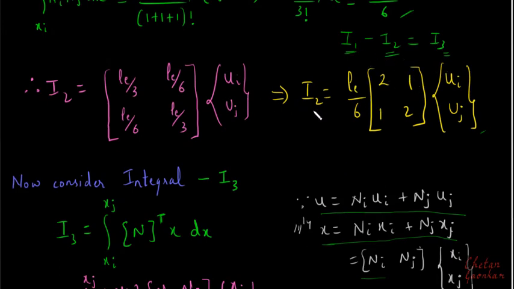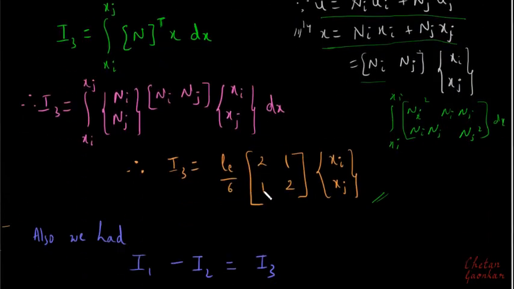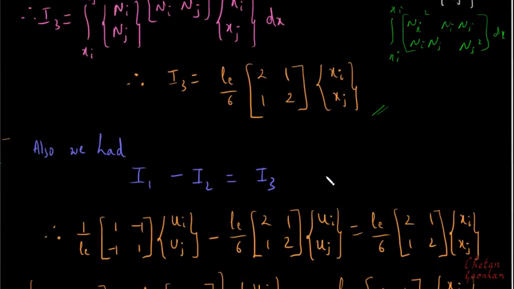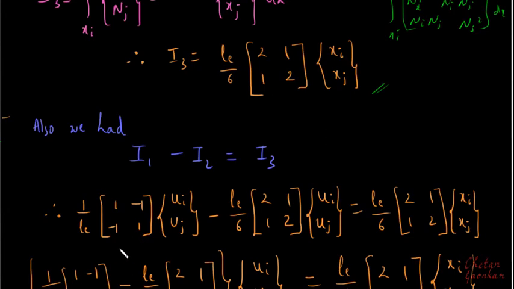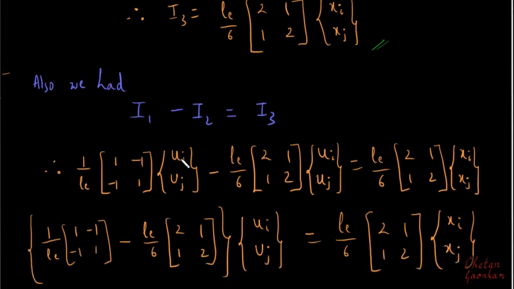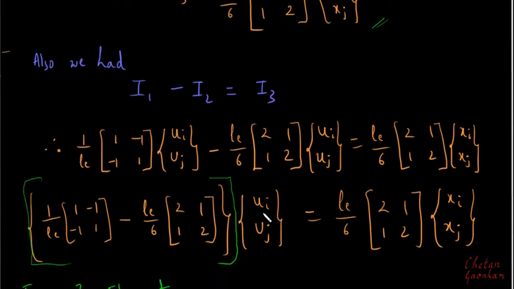Now I have been able to find the value of I1, I2 and also I3. So if I substitute them here, I will get this equation. This is the equation which I wanted. Now further, if I remove this ui and uj term common outside of this, I will get this as our matrix. So I have this term times ui uj is equal to this term.